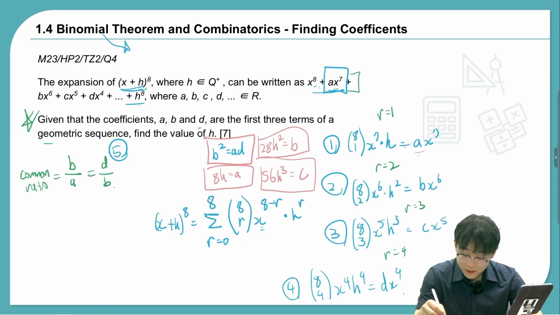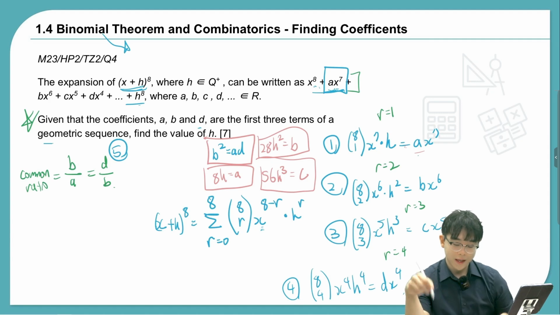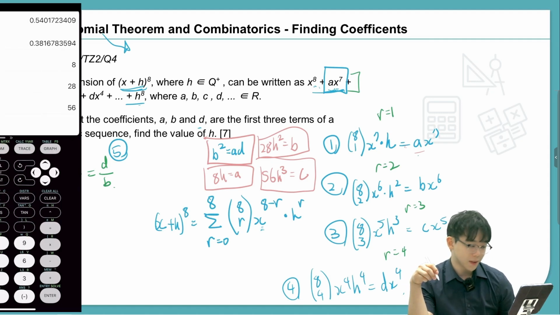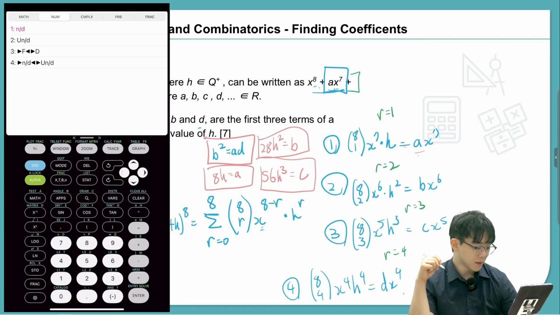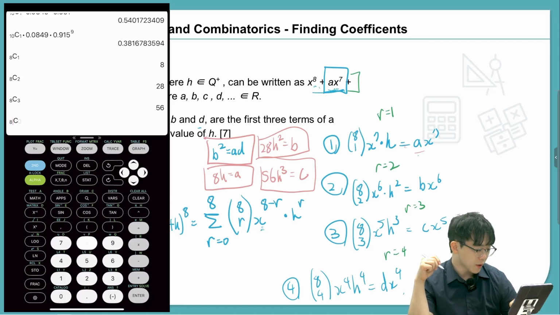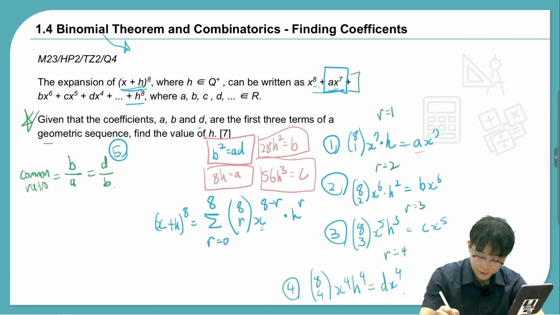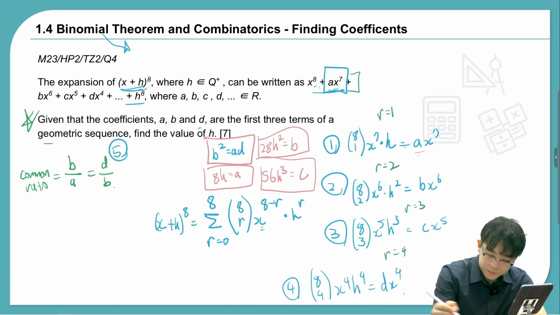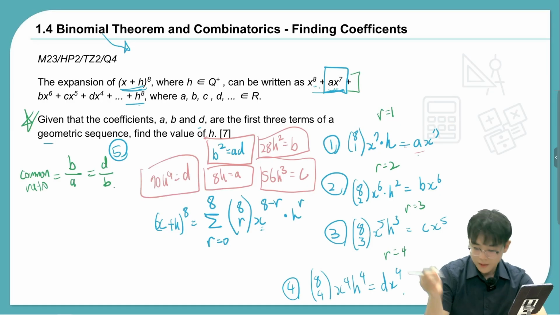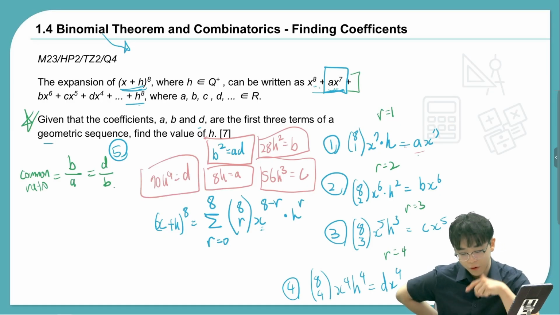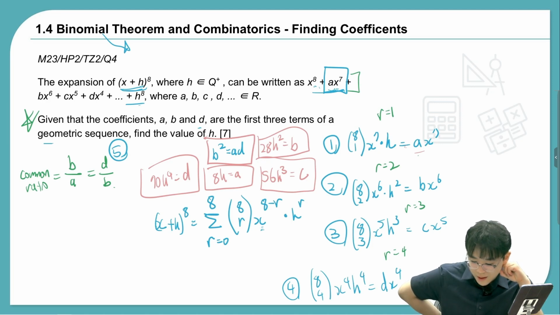And then the last piece, 8 choose 4 times h to the power of 4, that should be equal to d. So if you do 8 choose 4, that's going to be 70. So 70 times h to the power of 4 is going to equal d. So we have 5 equations and 5 variables like a, b, c, d, and h.